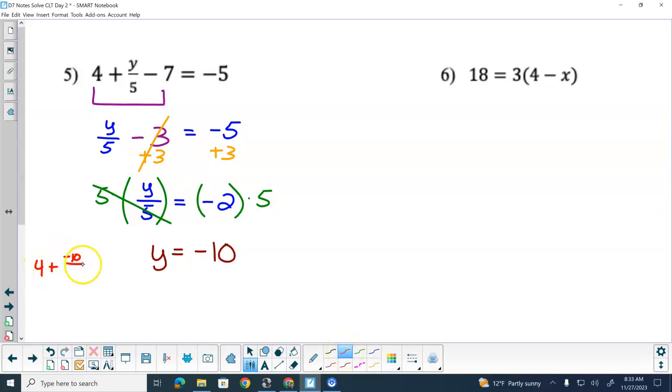Negative 10 divided by 5. What is negative 10 divided by 5? That's negative 2. So this is 4 plus negative 2, and then we've got a minus 7. 4 plus negative 2 is really like 4 minus 2, right? Which is 2. 2 minus 7 is negative 5, and negative 5 is negative 5. Now we know that we're right. I know it right from how it is.